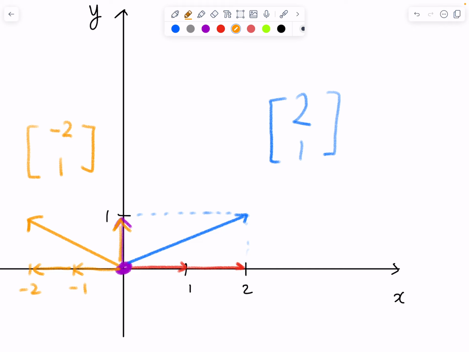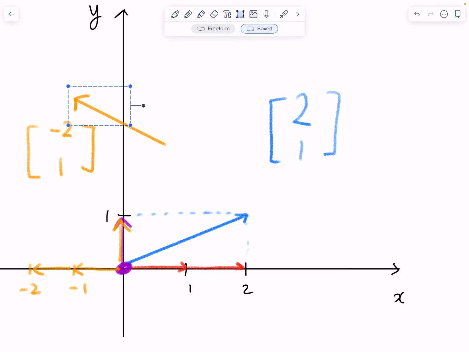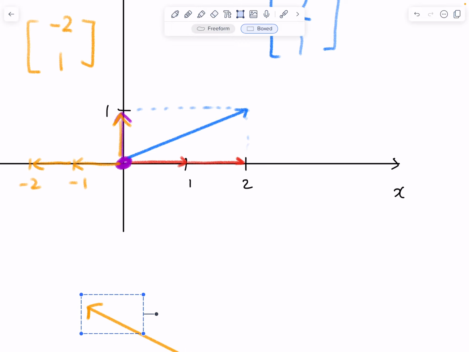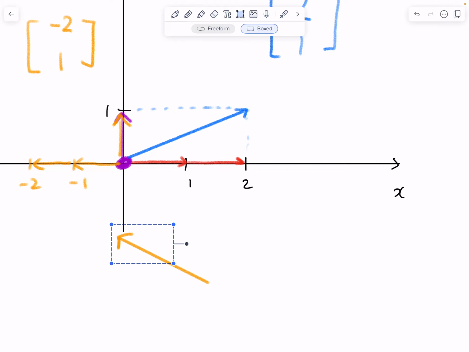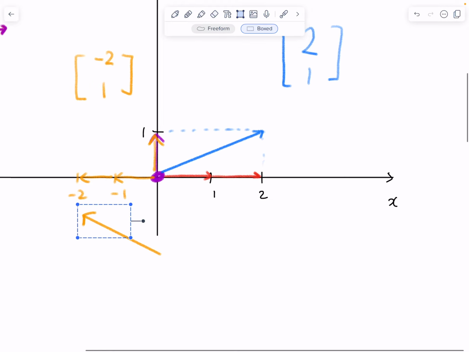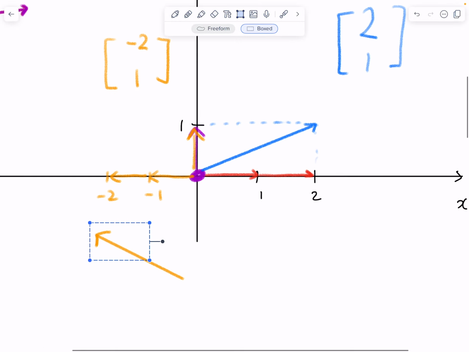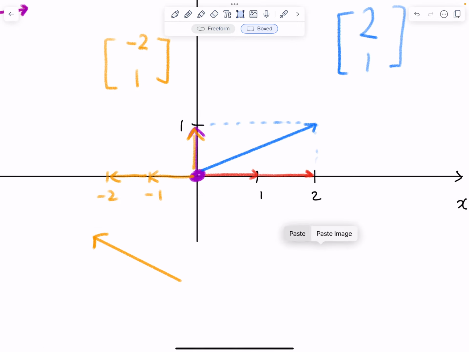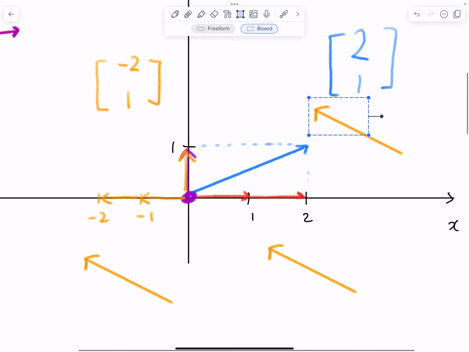Warning: a vector is independent of the location. So for example, this orange vector can be located anywhere in the 2D plane. It still remains the same vector. So even if you put it here, and even if you put it here, they represent all the same vector.